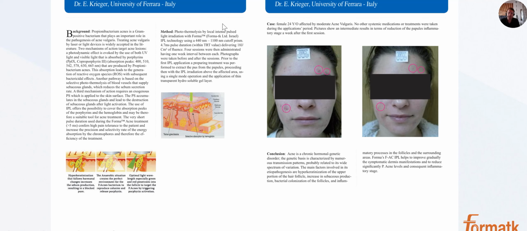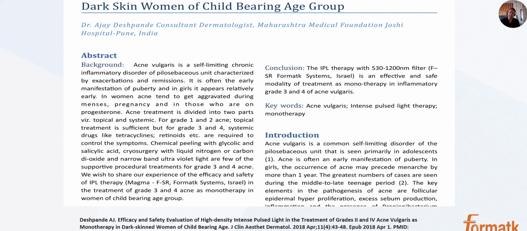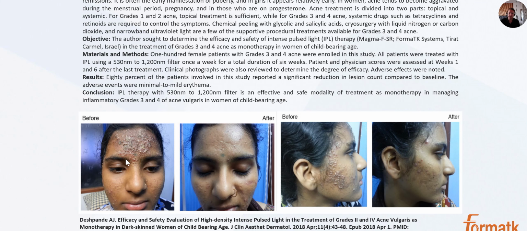So we have here, for example, from Forma-TK, a case study that was done on an IPL with 414 nanometer. This was done with the Forma. It's an older version, and we had good results here. We have here another publication that was done with a different, older system called Magma, and it was done on an Indian population with grade 3 to 4 acne, which is considered severe. And we had, as you can see here, results that are quite good, even in dark skin, and with a 6-week time period. So it's quite promising.